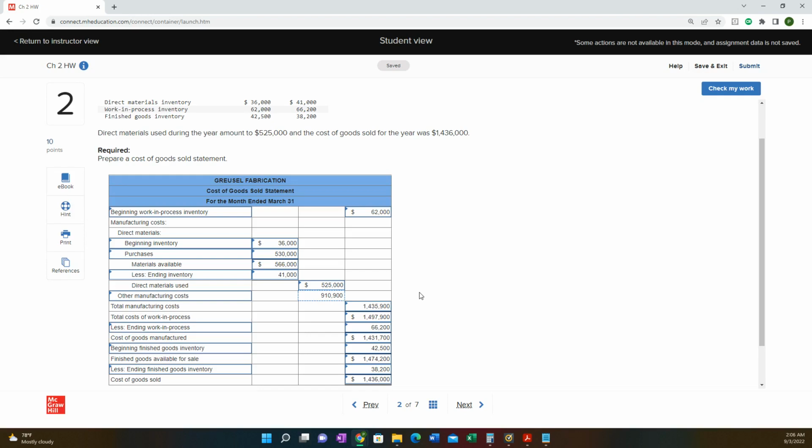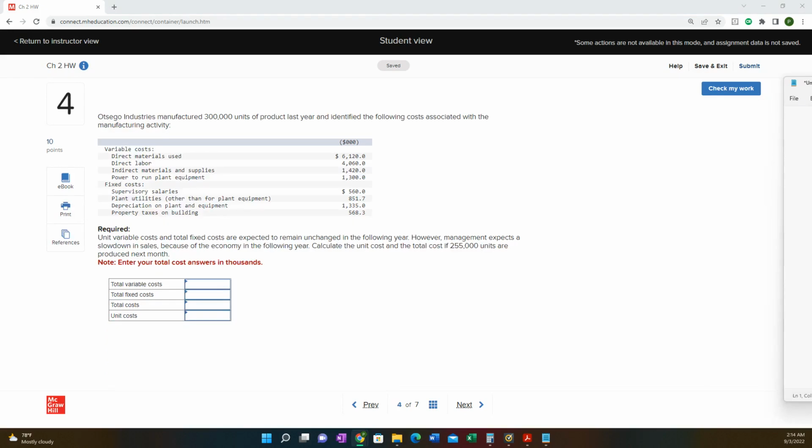So that's the end of question 2. Question 3 is very similar to question 2, so I'll let you work that out on your own. Question 4. Otsego Industries manufactured 300,000 units of product. Then they give us total variable costs and total fixed costs. And then they say that they expect to only manufacture 255,000 units in the next month. And it wants us to calculate costs of producing these 255,000 units.